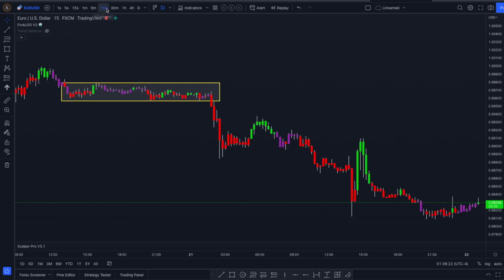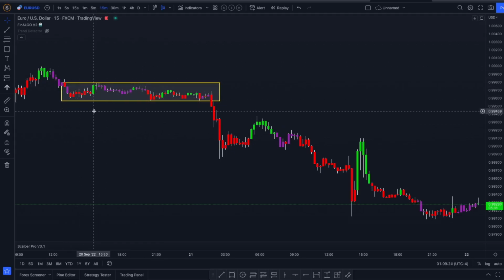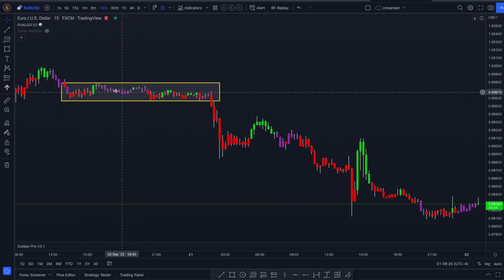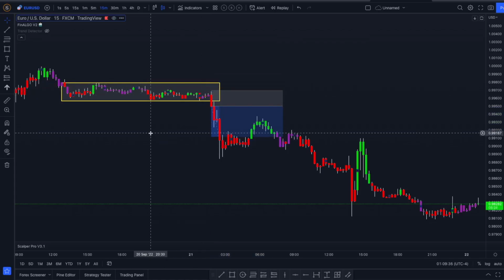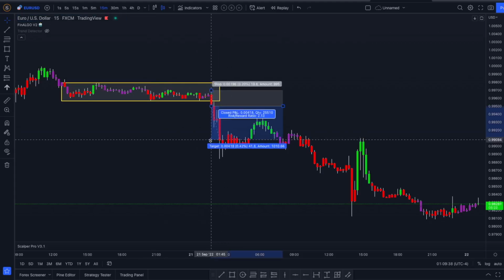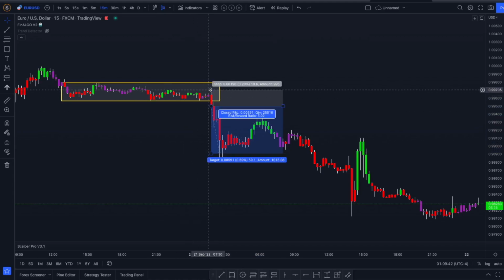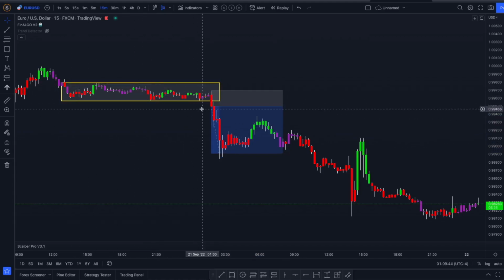It's a 15-minute chart, so we spent quite some time consolidating here, and we broke out of this consolidation area right on this candle. I usually place my stop loss at the high of the box or at the 50% level, and usually go for a 2 or 3 to 1 risk reward ratio, which would have been hit very easily after this consolidation range breakout.